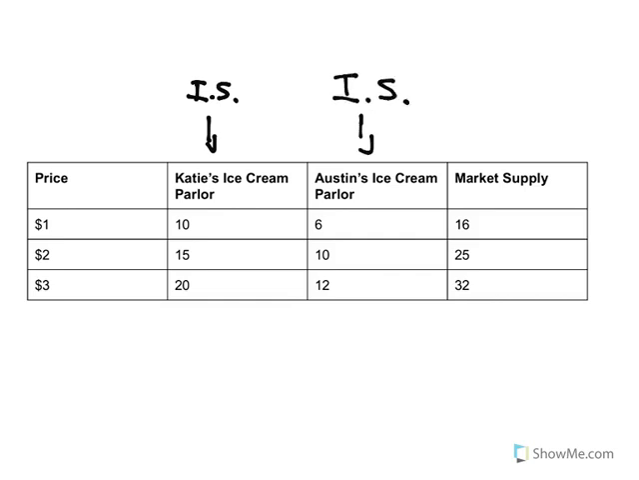And then if we're assuming Katie and Austin are the only two sellers in this market, market supply would be the sum of Katie's individual supply and Austin's at each of those prices. So at a $1 price, the market supply is 16. At a price of 2, it's 25. And at 3, it's 32, because I'm basically just adding 10 plus 6 is 16, 15 plus 10 is 25, 20 plus 12 is 32. Okay, so market supply is the sum of individual supply.